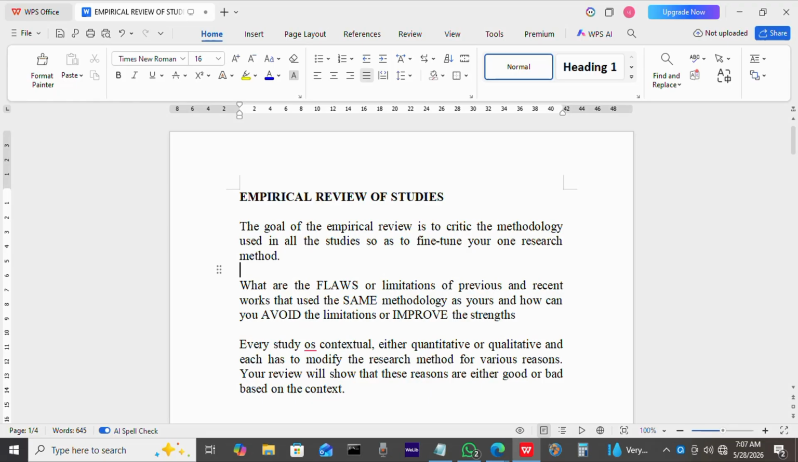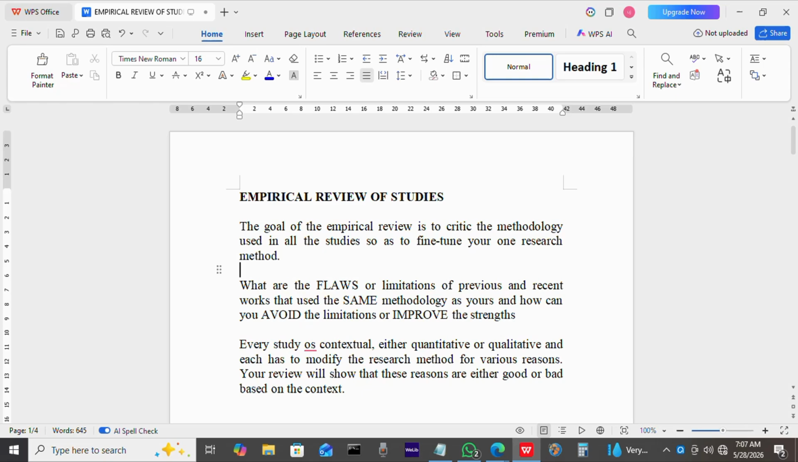The goal of the empirical review section is to criticize or to critique the methodology used in all the studies that you are assessing or reviewing, to fine tune your own research method, or if it's a multi method or a mixed method.